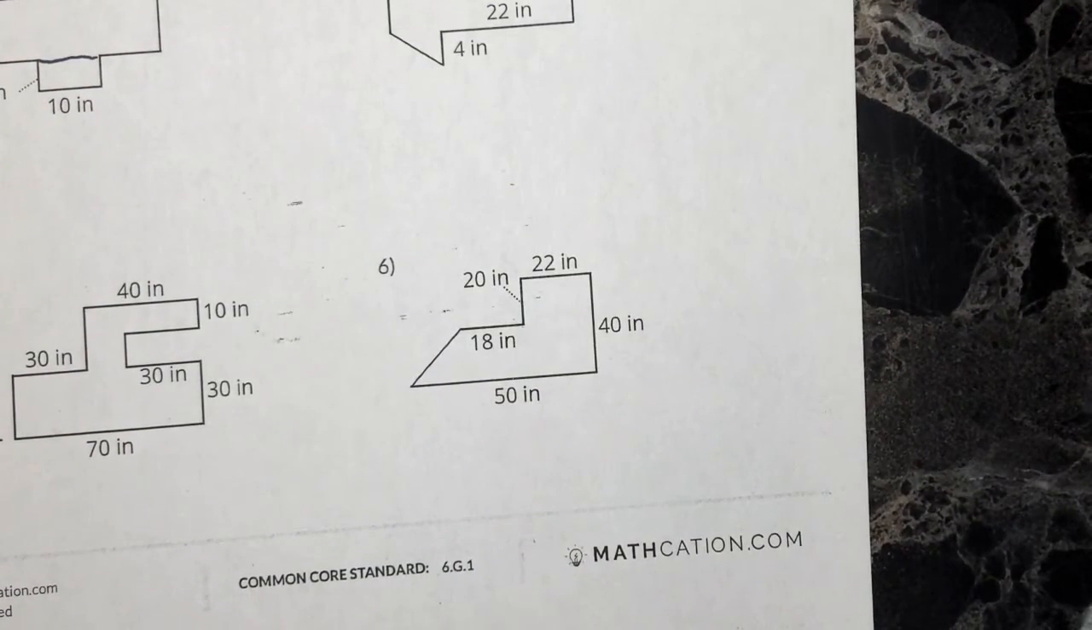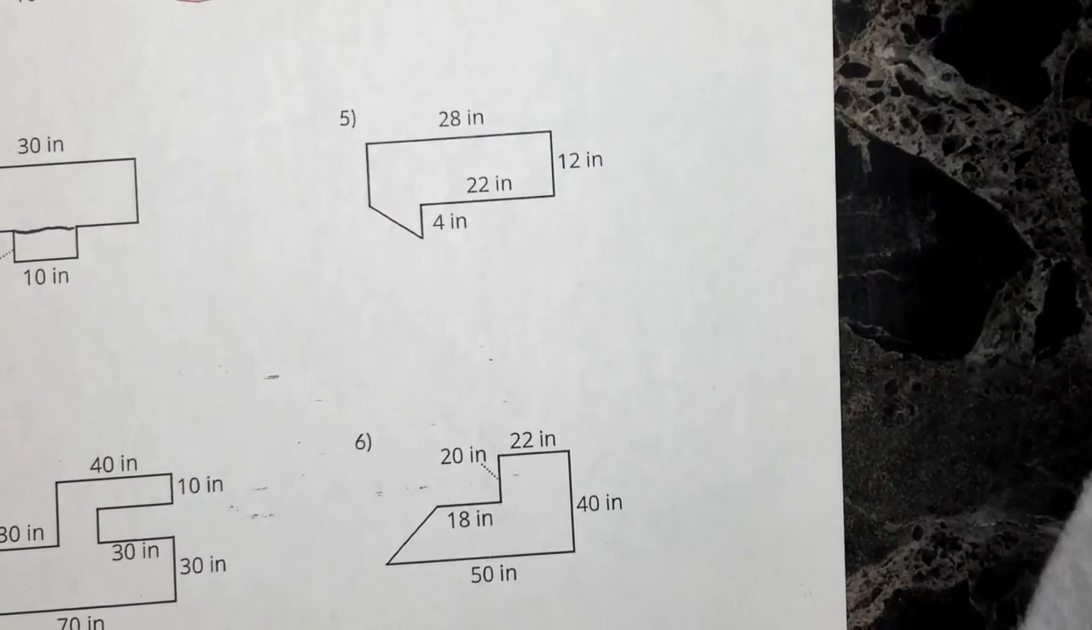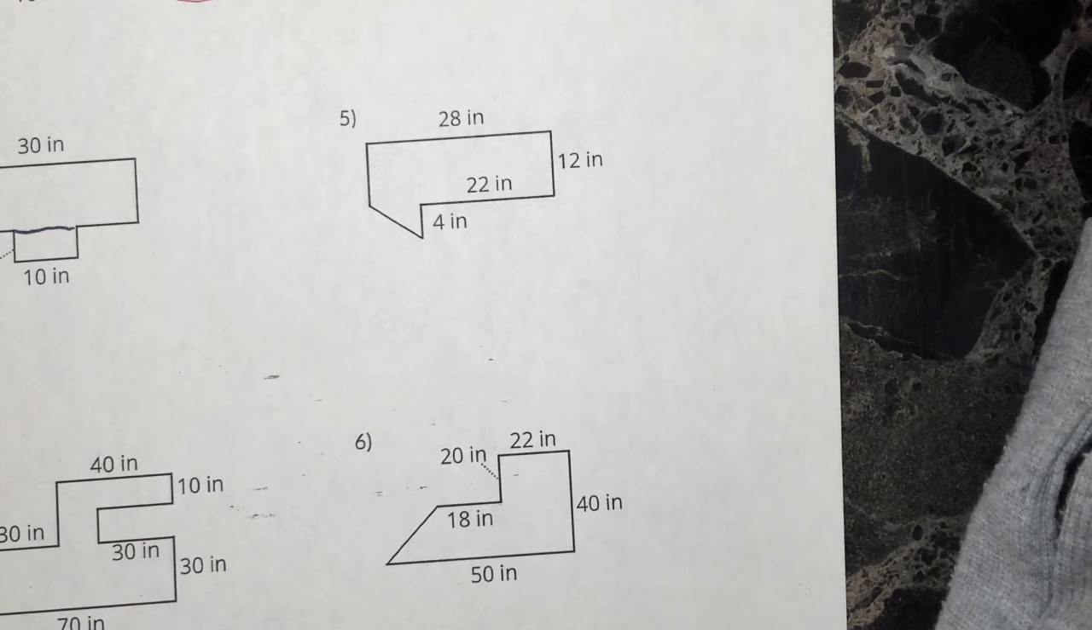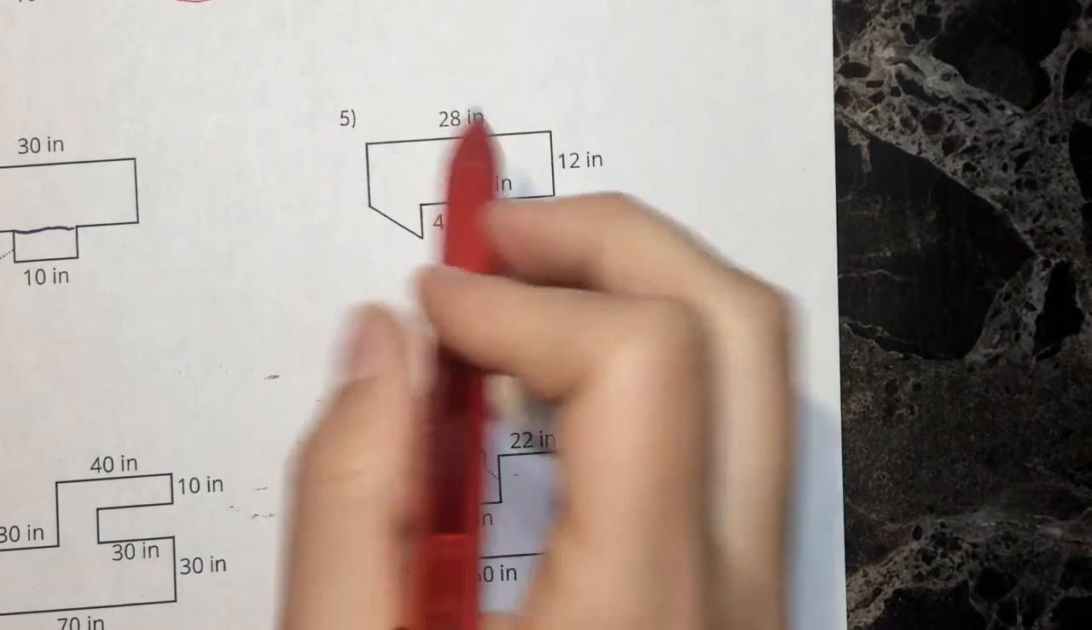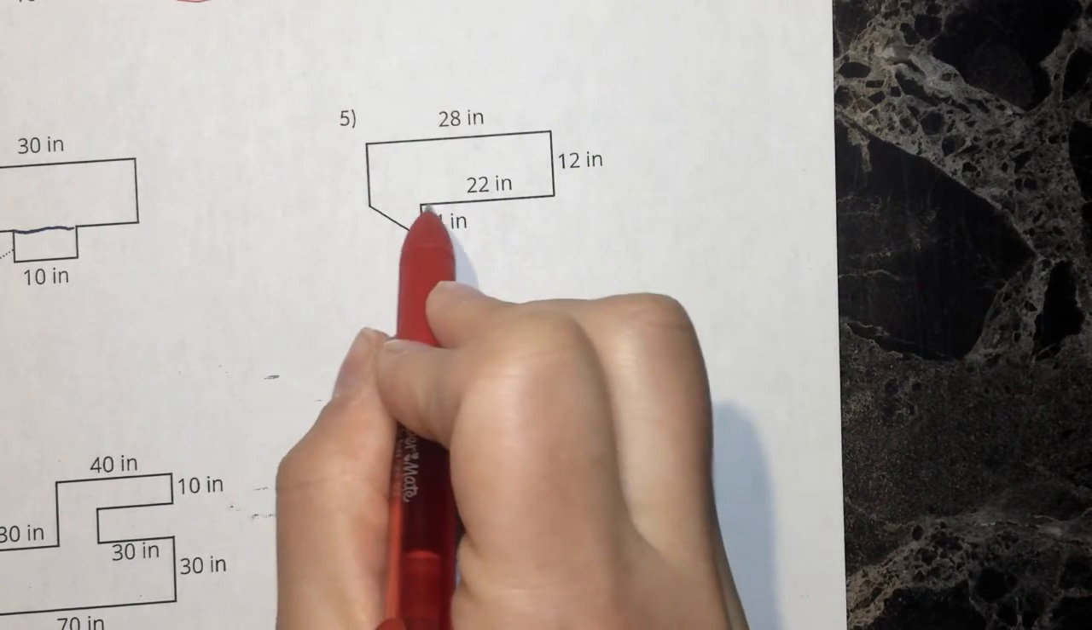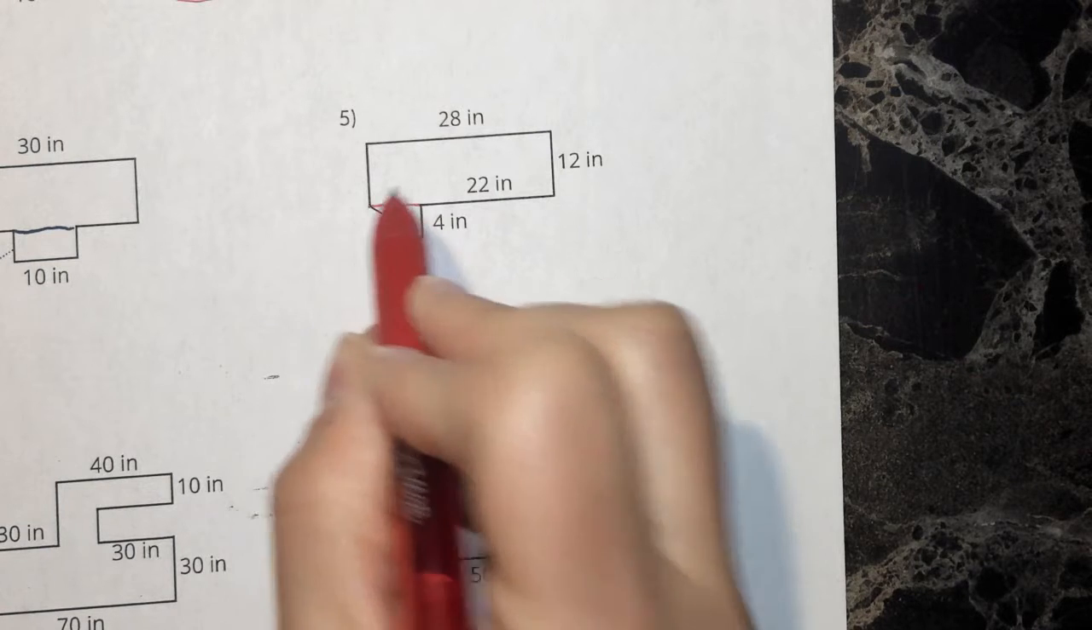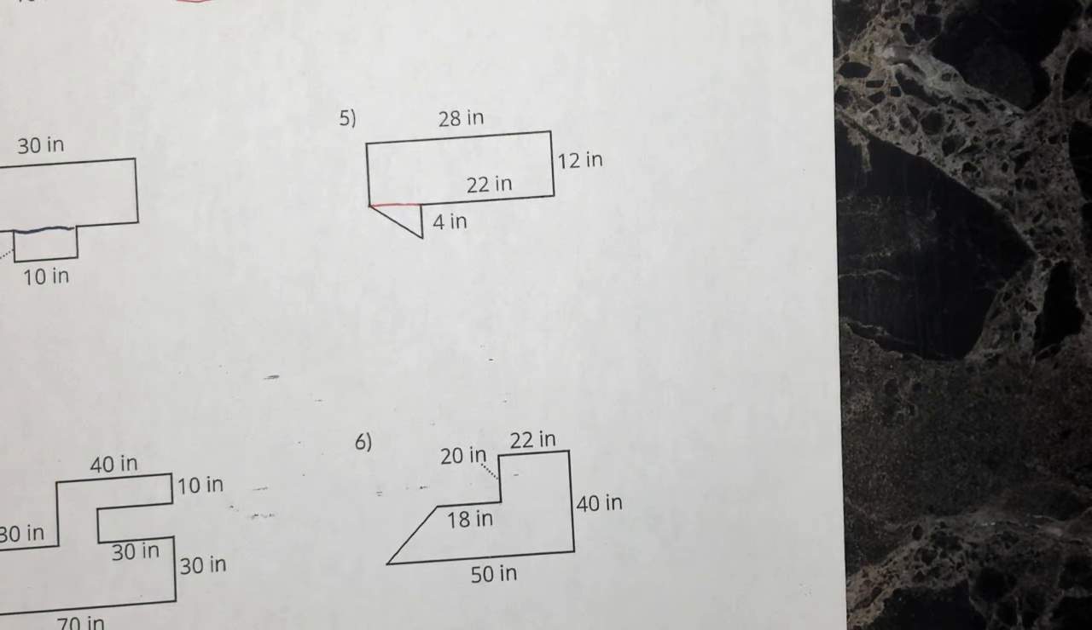Alright, number 5. This one, you see, is not a shape that we know, but I always look for rectangles first. So if I extend this line all the way up, I now have a rectangle and a triangle. So you have 2 different shapes. They both make shapes that we know how to find the area of, so you're typically going to look for triangles, squares, rectangles. Those are the easiest. Sometimes you'll do parallelograms, trapezoids, all those.